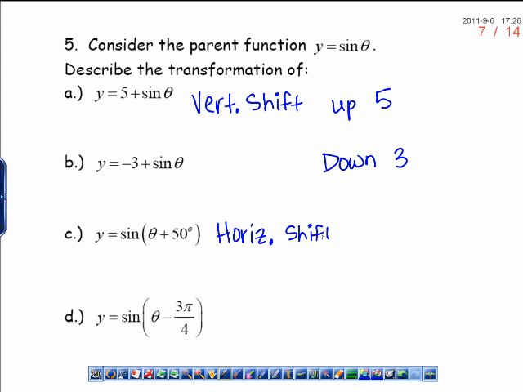Remember, this is a little tricky. All right, this is going to be left 50 degrees. Same thing here, but right. In this case, we're dealing with radians. So this is right 3 pi over 4.